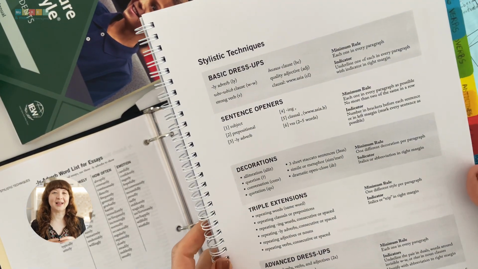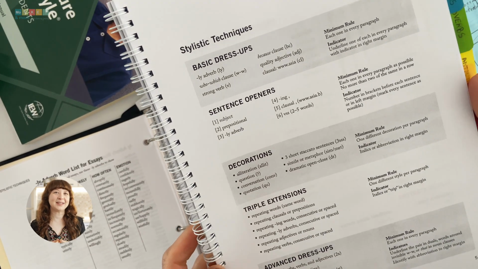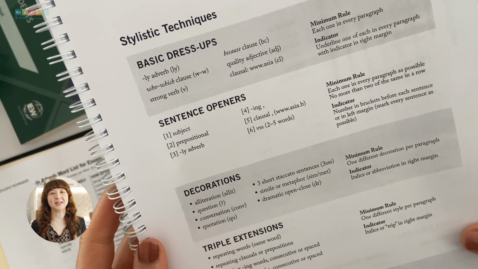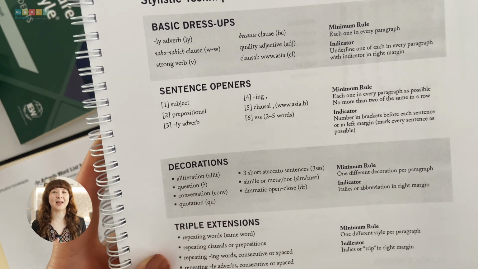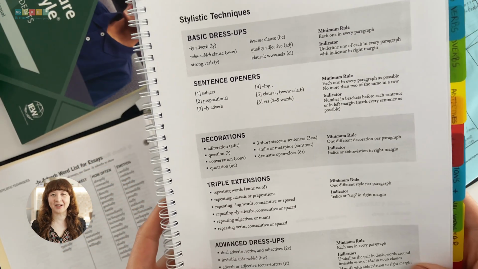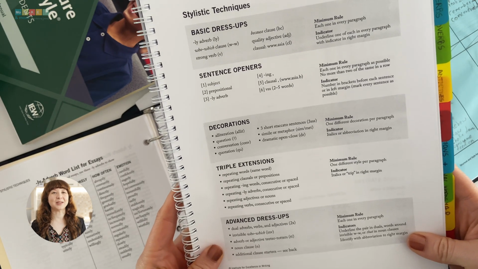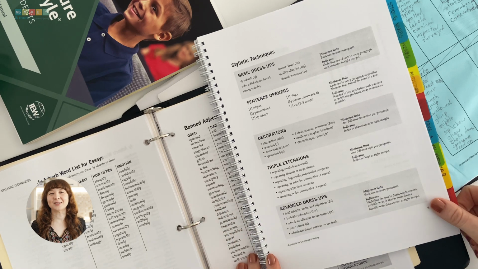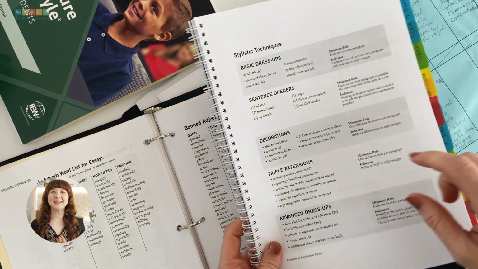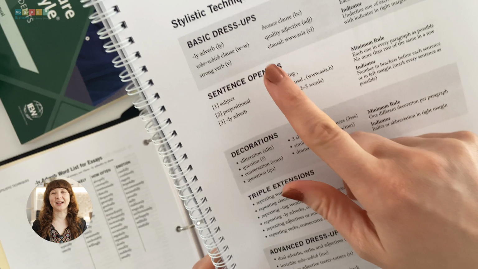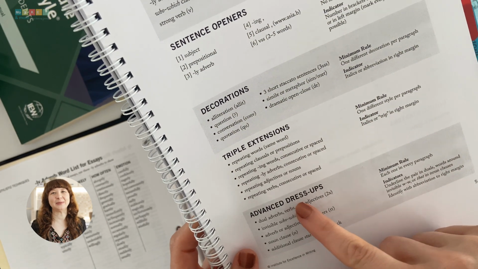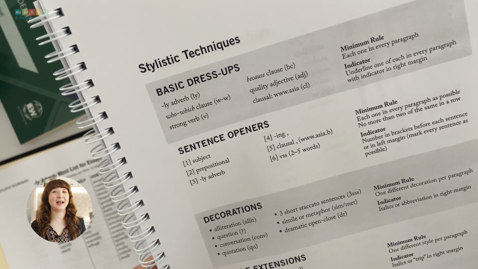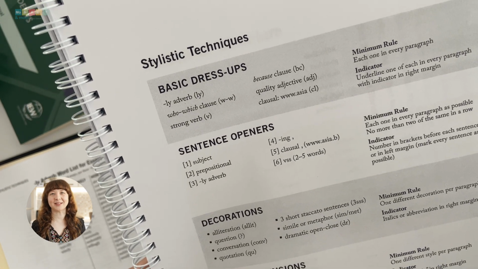IEW views style as a combination of different techniques, including sentence openers. These are different ways to start a sentence, such as with an adjective, an adverb, or a prepositional phrase. IEW teaches students how to use a variety of sentence openers to add interest and variety to their writing. Dress-ups. These are techniques that help students add more description and detail to their writing. Some examples include using strong verbs, adding adjectives, or using positives.